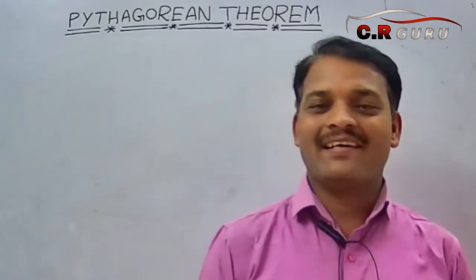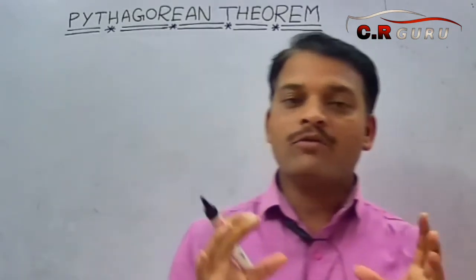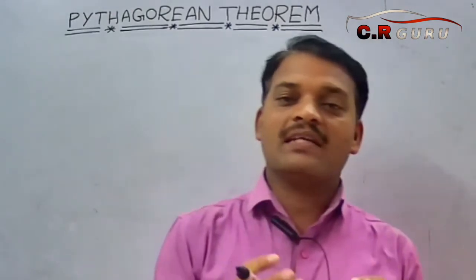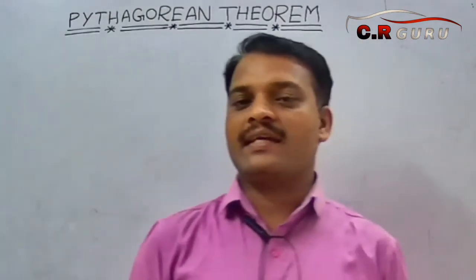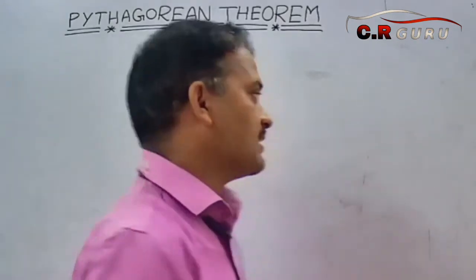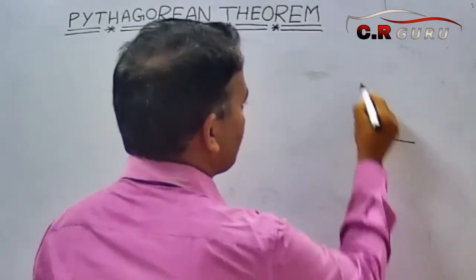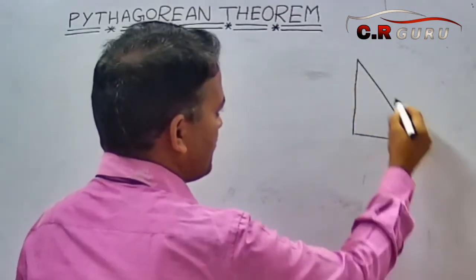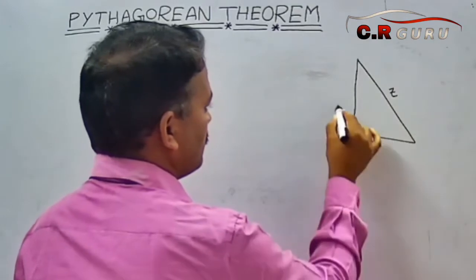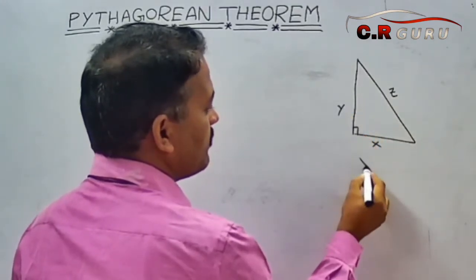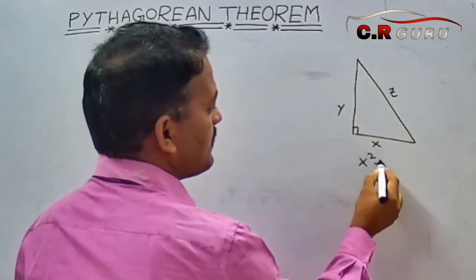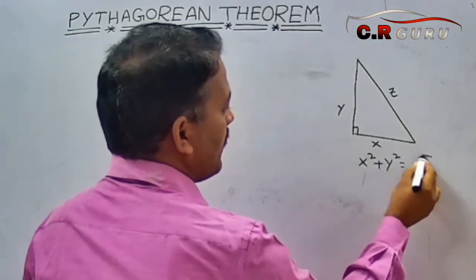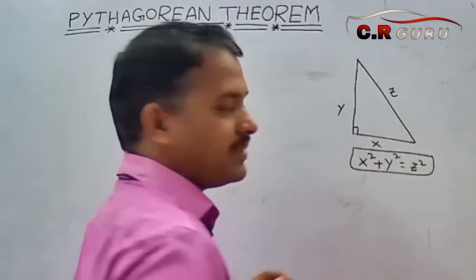So today my topic is the proof of the Pythagorean theorem. In a right angle triangle, one side is x, another side is y, and one more side is z. The Pythagorean theorem definition is: the sum of the squares of two sides equals the square of the other side. So this is about the Pythagorean theorem, no?